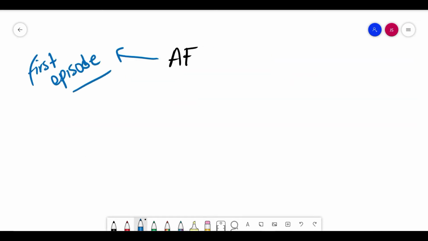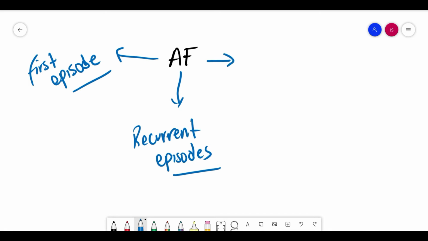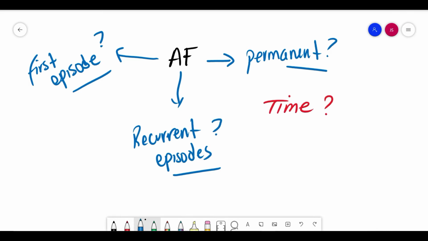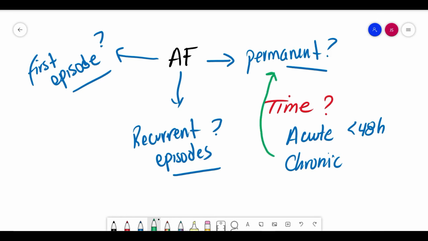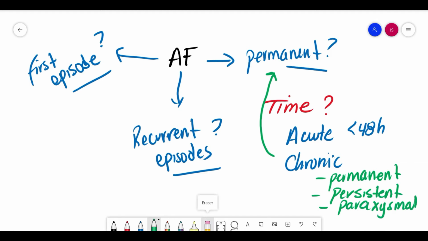If you have a patient with AF, you have to ask yourself, is this the first episode? Is this a recurrent episode, or is this permanent AF? It could be acute if it's less than 48 hours and chronic if it's more than 48 hours. And we can have three types of chronic. Permanent AF, which usually refers to refractory to cardioversion; persistent, which lasts more than 7 days or less than 7 days but requires cardioversion; and paroxysmal, which self-terminates in less than 7 days, usually 48 hours.